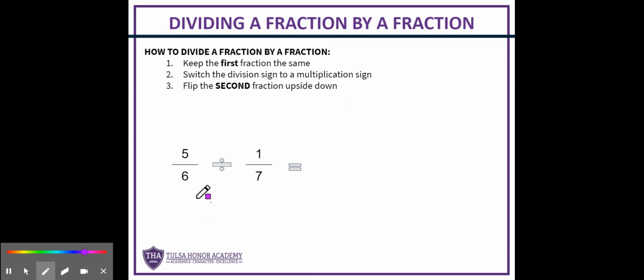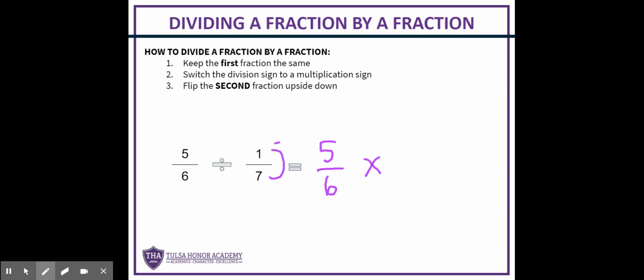So what that looks like in our example, 5/6 divided by 1/7, is, remember, we keep the first fraction the same, 5/6. We switch that division sign into a multiplication sign, and then we gotta flip 1/7. So it'd be 7/1.